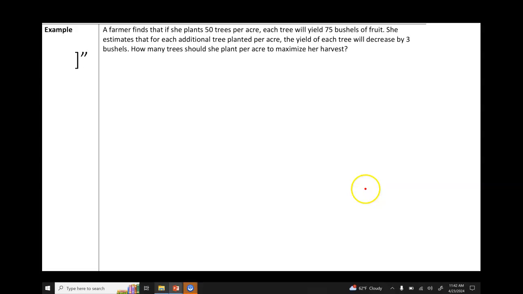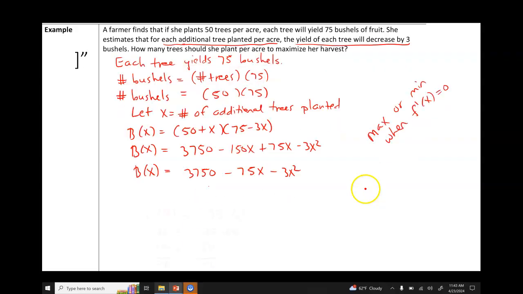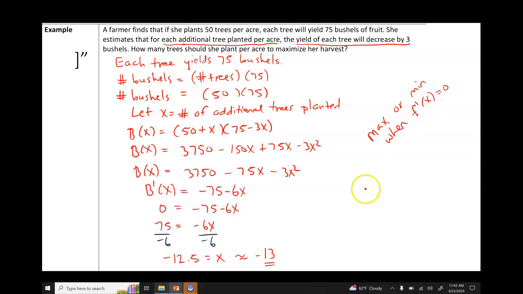All right, lastly, a farmer finds that if she plants 50 acres per tree, each tree will yield 75 bushels of fruit. So this problem we're going to actually do in class. So what I'm going to do is I'm going to have you guys copy this down, and then we'll talk about it during class. So copy down this information and we'll go over the problem during class.